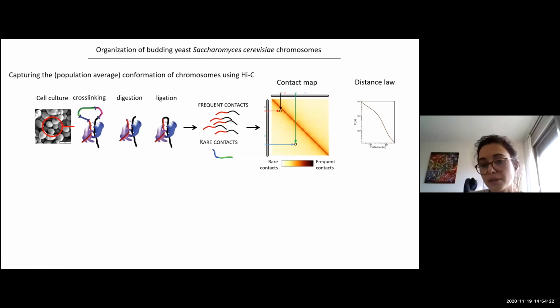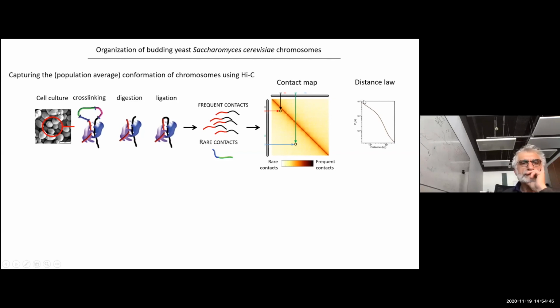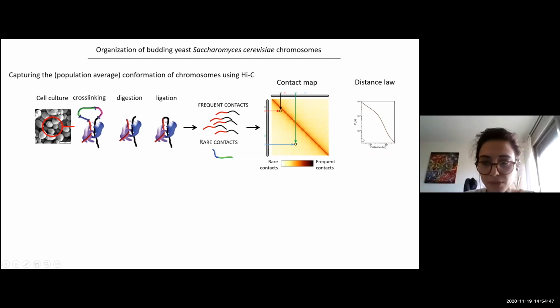After paired-end sequencing, alignment, and normalization, you end up with a contact map whose intensity is directly correlated with the frequency of contact. We can, from that, also extract what we call a distance law, which gives you the probability of contact as a function of the distance. So the closer you are, the more chance you have to interact with the sequence, and conversely.